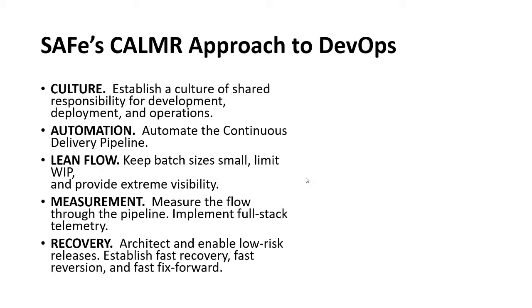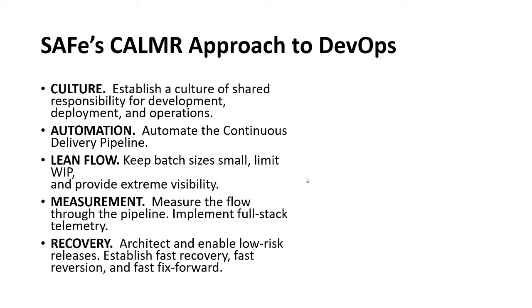So in SAFe, we have something called CALMR. It's an acronym that stands for Culture, Automation, Lean Flow, Measurement, and Recovery. And as I mentioned before, SAFe and DevOps starts with a culture of shared responsibility. So this is a shared responsibility for development, deployment, and operations. And then we automate the continuous delivery pipeline. I'm going to walk you through what that means, the continuous delivery pipeline, a little bit. And we'll talk a little bit about the automation that occurs in that.